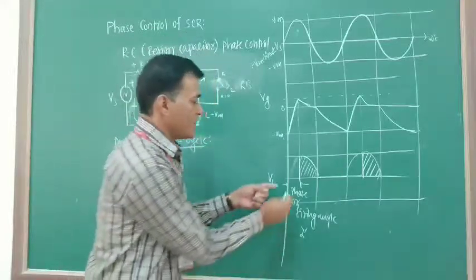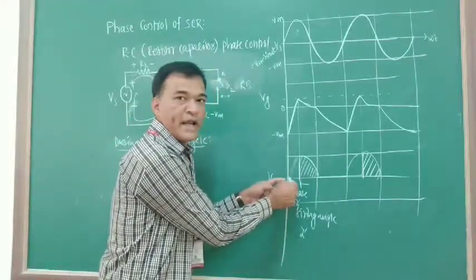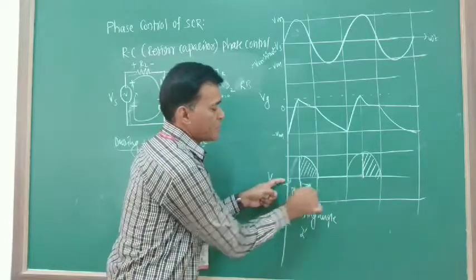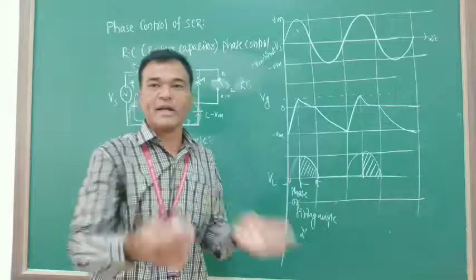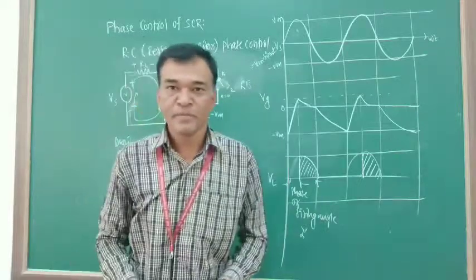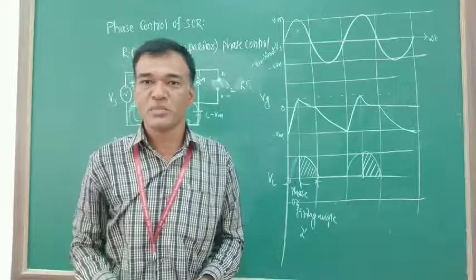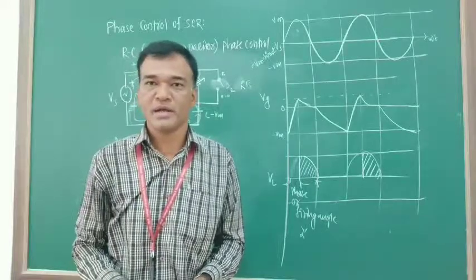I can set any value of alpha from 0 to pi. So this is 0, this is pi. I can take any value in between 0 to pi. This is all about the silicon controlled rectifier, its two transistor model and phase control of an SCR. Thank you.